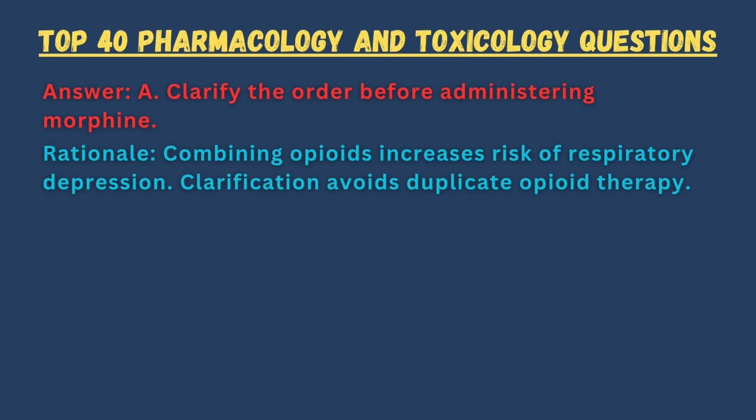Answer: A. Clarify the order before administering morphine. Rationale: combining opioids increases risk of respiratory depression. Clarification avoids duplicate opioid therapy.